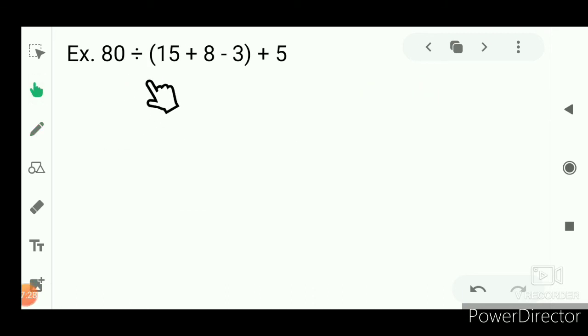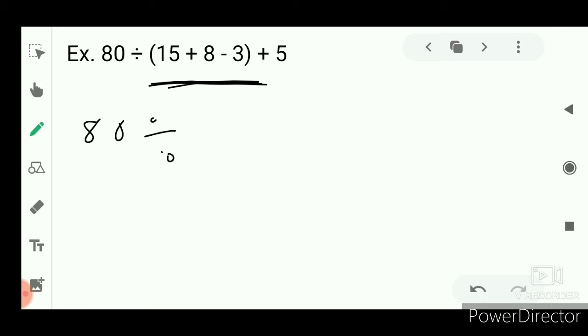80 divided by bracket 15 plus 8 minus 3, bracket close, plus 5. Here a bracket is given to us, so we have to solve the bracket first. 80 will remain as it is, division will remain as it is. We have to solve the bracket first, and in the bracket also we have to follow the rules mentioned in the previous slide.